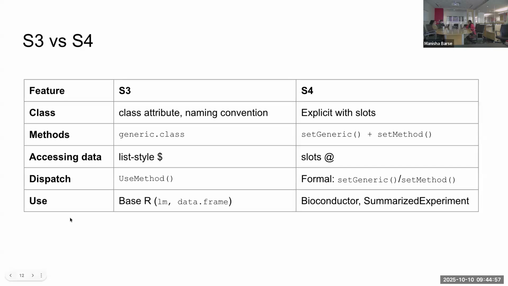And the use cases are more like base R, lm for linear modeling, or the data frame in S3, while S4 is used, as we just looked at in the SummarizedExperiment example, for building Bioconductor packages.